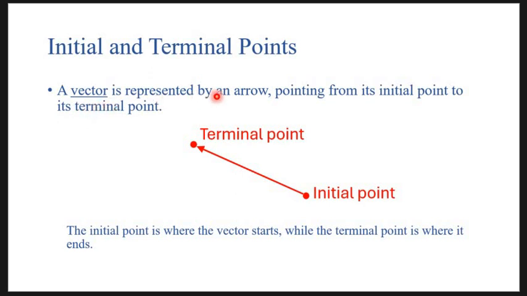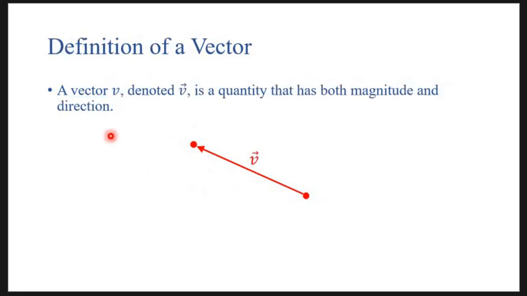A vector is represented by an arrow pointing from its initial point to its terminal point. The initial point is where the vector starts, while the terminal point is where it ends. So you see here the initial point and the terminal point. All right, so let's define what a vector is.